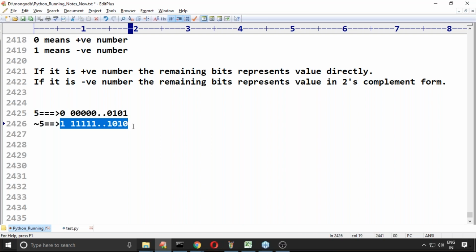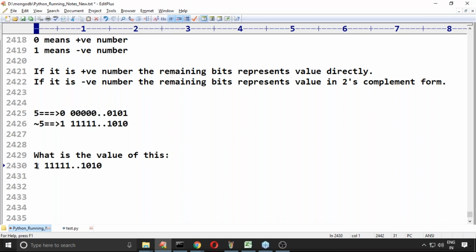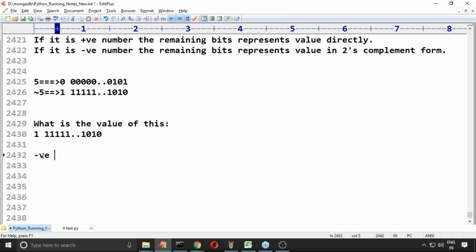Now, take a bit of special care about this. What is the value of this? This is very important. First bit, is it 0 or 1? 1 means positive number or negative number? Negative number, right? Because of this one, I concluded it is a negative number.